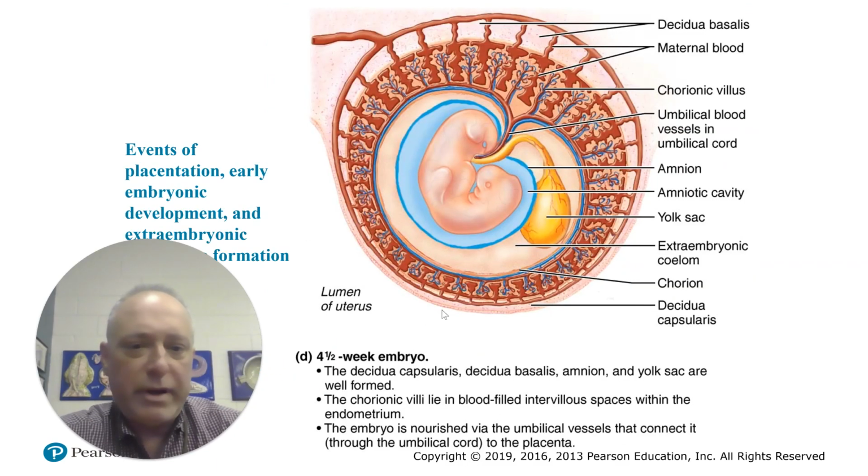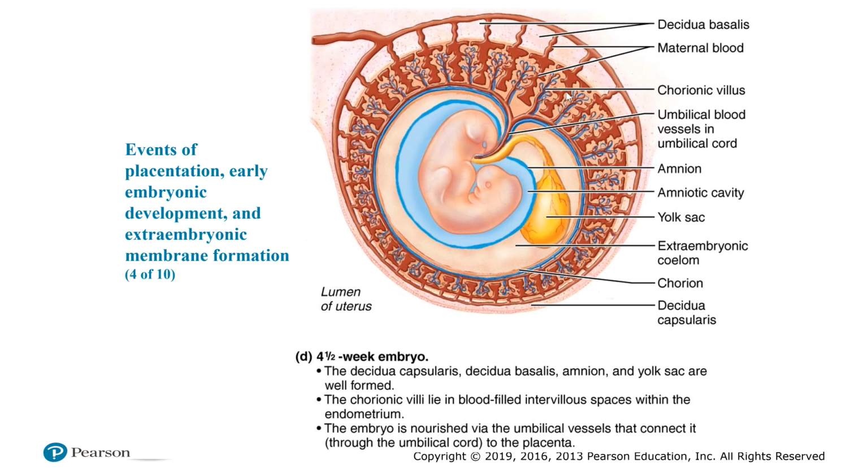By 4.5 weeks, the decidua basalis and the chorionic villi are fully developed. These chorionic villi can be sampled to sample the fetal blood for different abnormalities.